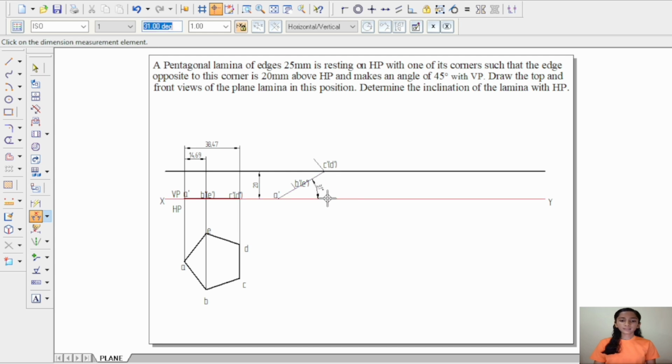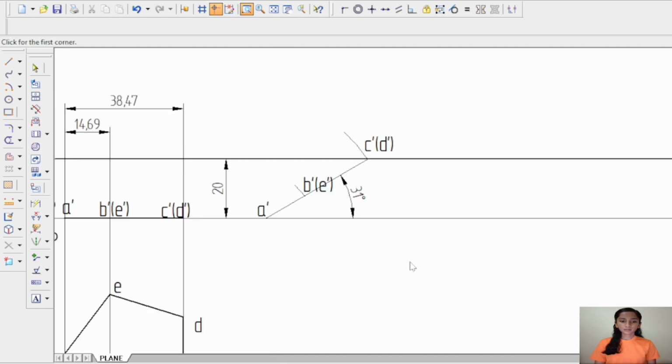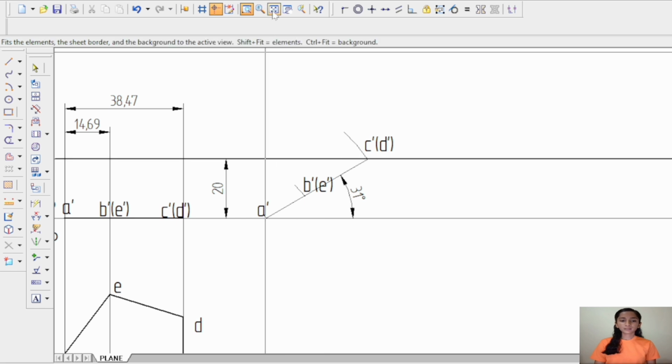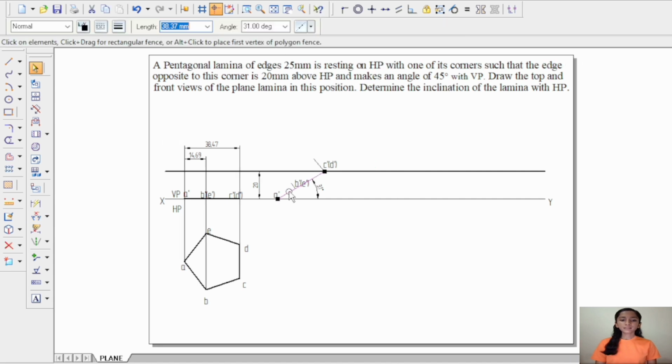So the angle is 31 degree. Let's zoom it out. So as you can see here, the angle is 31 degree. Let's use the quick command to fit into the previous space. This line should be a thick line. So to convert it into the thick line, let's select the select tool and select this line and give the thickness as 0.50 mm. So here we got the thick line.